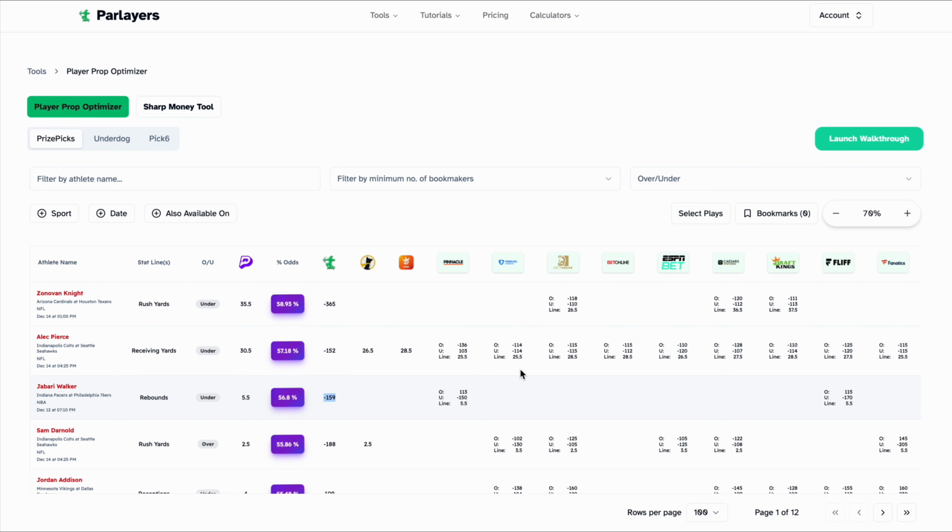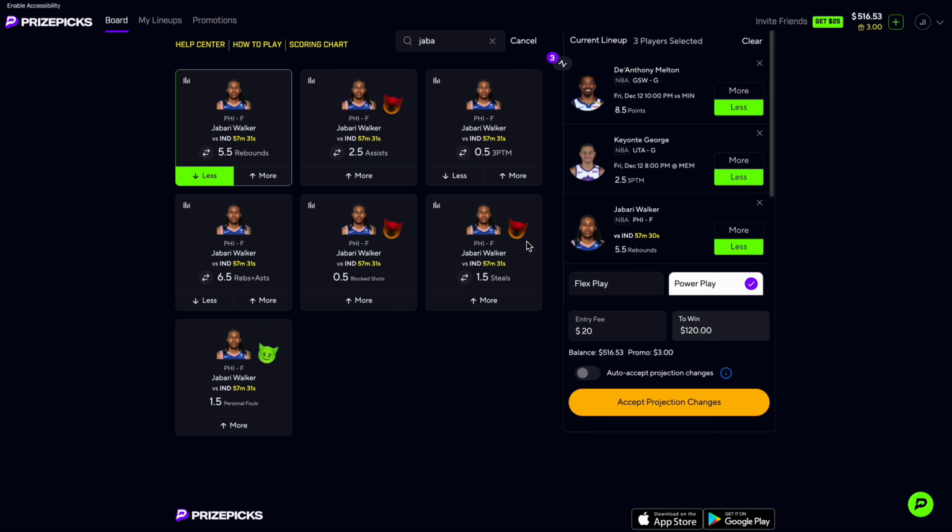So recap this quick because the game's starting soon, so I really got to upload this. DeAnthony Melton under 8.5 points. Keontae George under 2.5 3-pointers made, and Jabari Walker less than 5.5 rebounds. This is going to round off our 6x. We have to get back in the green column.